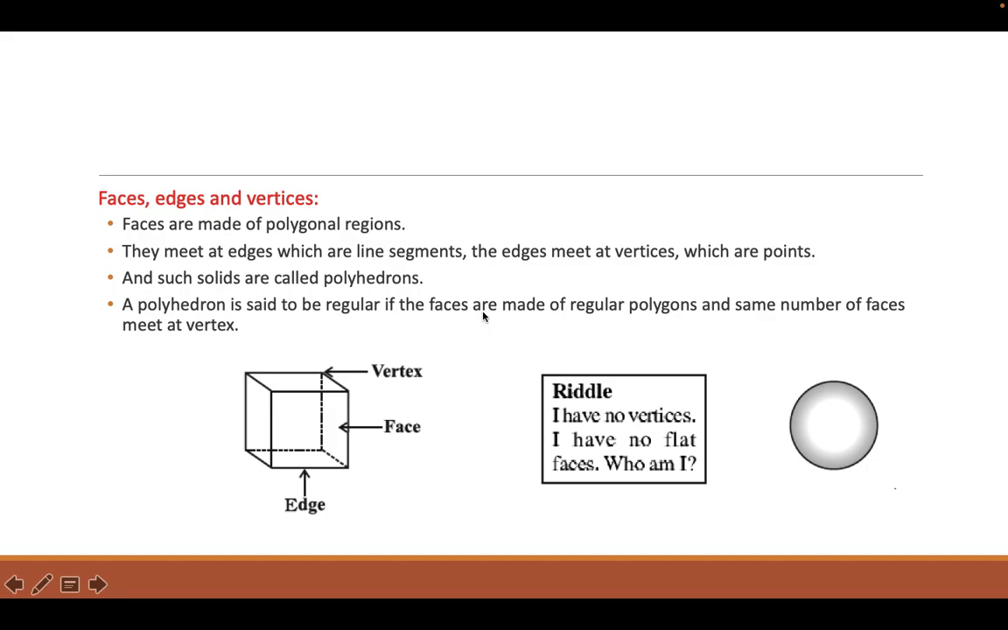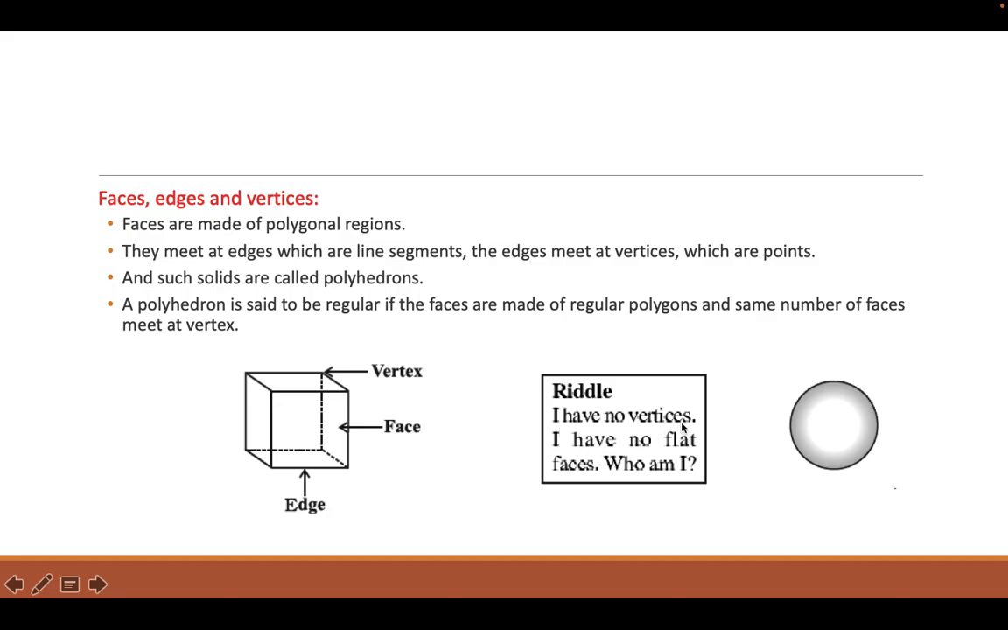It is saying that the faces are made of regular polygons and the same number of faces meet at vertices. So this is regular because every vertex has how many faces meeting? 3, right? So that's called regular. The faces have to be regular polygons, and the same number of faces meet at each vertex.